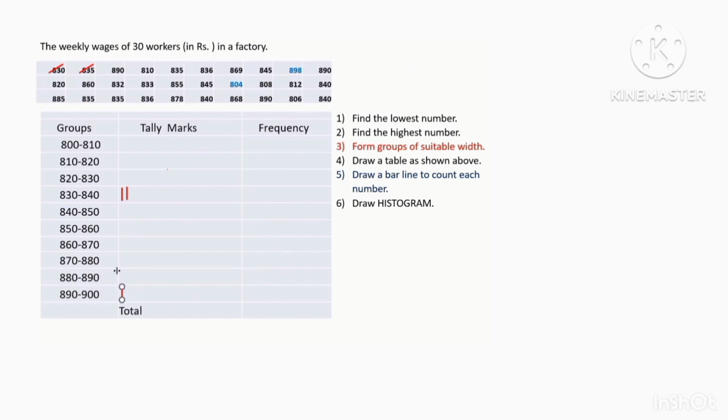Then we are going ahead. Every time you get a number which occurs in two groups, put it in the higher group. Now 810 will be in the 810 to 820 group, not 800 to 810. Follow this pattern every time. Now 830 to 840 is 4 now. Okay, now that is very easy.